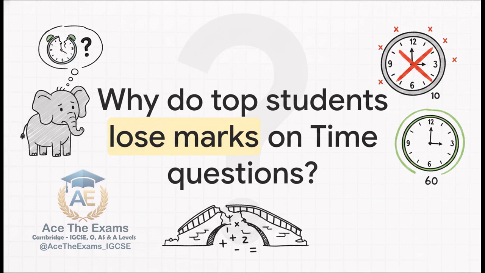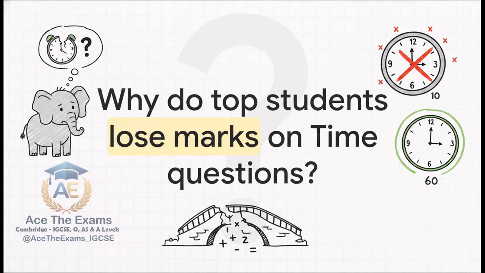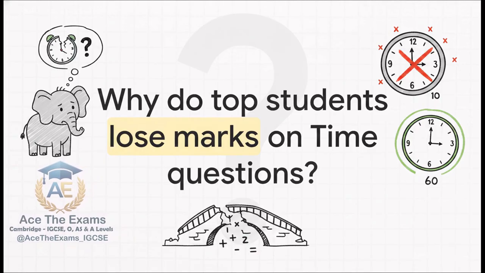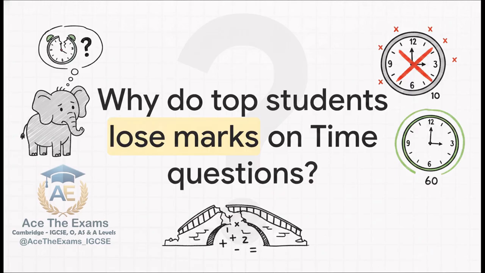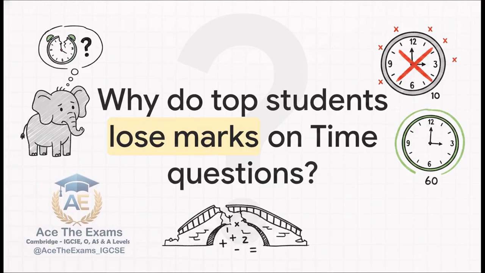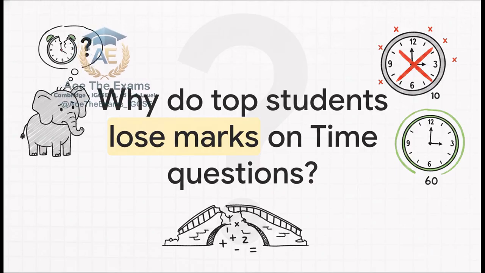So let's address the elephant in the room right off the bat. Why do top-tier students, the ones who absolutely crush complex algebra and geometry, suddenly drop easy marks on time questions? Well, here is the ultimate trap, and it costs students critical grade boundaries every single year. It's treating time like our standard base 10 decimal system. Spoiler alert, it is not base 10. Time is a base 60 system. And the second you forget that, your calculations just instantly fall apart.